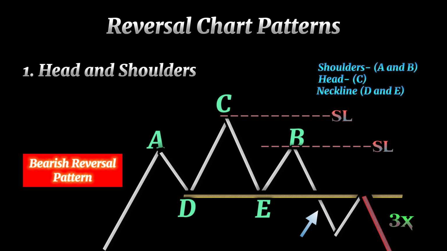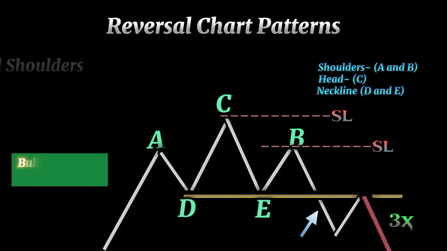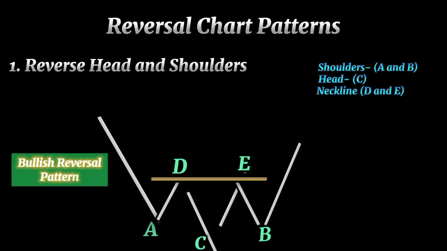The second reversal chart pattern is the reverse head and shoulders pattern, which works in a similar way to the normal head and shoulders pattern. The reverse head and shoulders is a bullish reversal pattern, while the standard head and shoulders is a bearish reversal pattern. The reverse head and shoulders chart pattern has the same configuration as the standard version, but the pattern is upside down. We have a lower low, followed by a higher low.